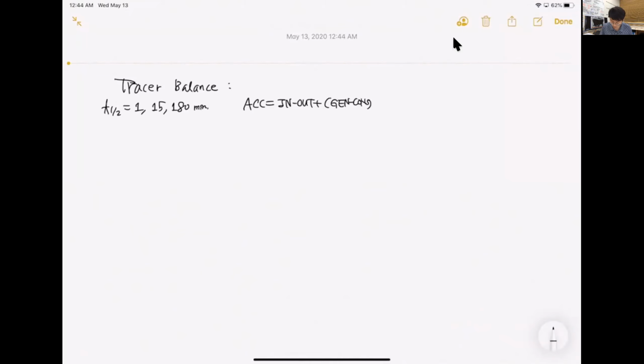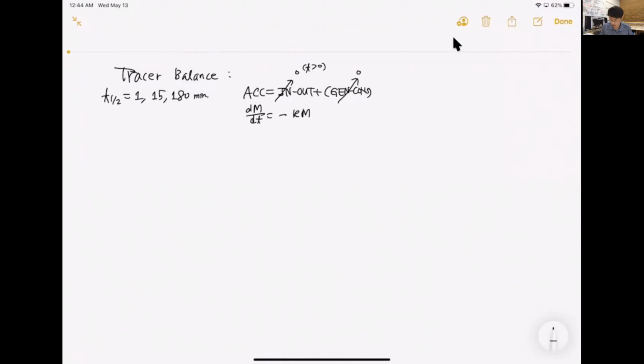Here we know the influx is 0 when time is bigger than 0, and generation and consumption are 0. So the change of the mass inside the system will be minus Km. Or we can change it into concentration using C, so dC over dt is equal to minus Kc. Then we can solve this problem because the derivative of an exponential function gives itself. So the answer is C(t) equals C0 times e to the minus Kt.